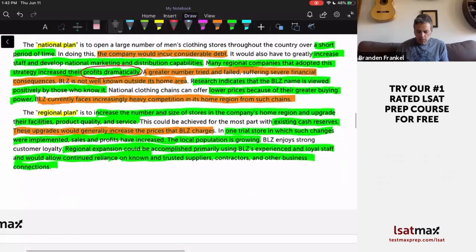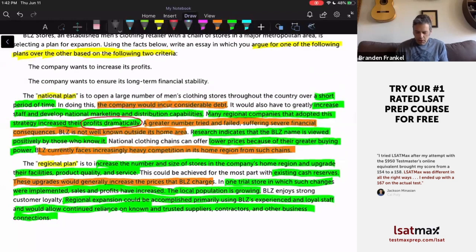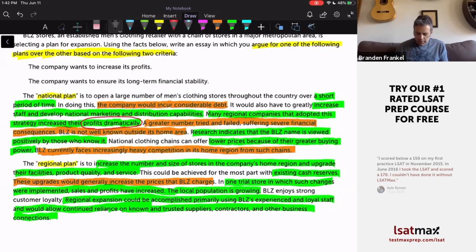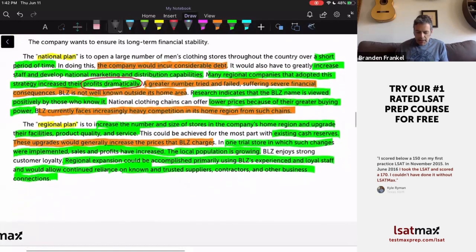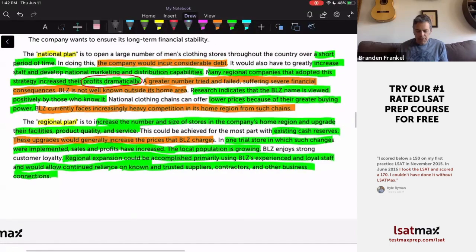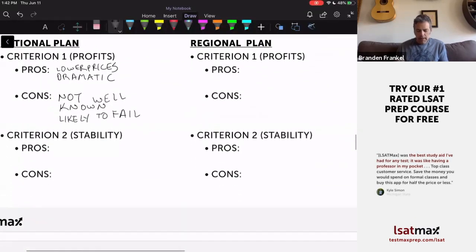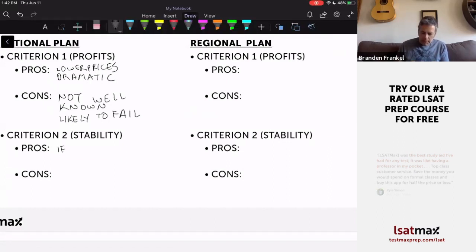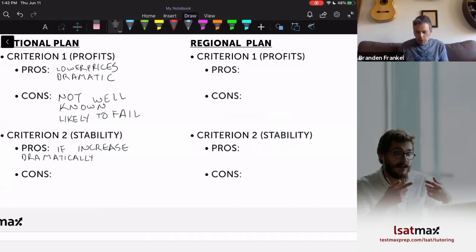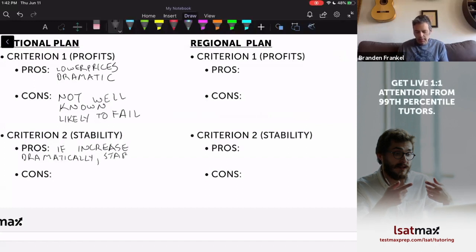So stability, well, look, let's take a look at a couple of things here. We can increase marketing and distributional capabilities. And the companies, and this is, I think, a big one, the companies that have succeeded increase their profits dramatically. And so really, even though that's talking about profits, if we increase profits dramatically, then even though it's a little riskier in the short term, it's actually going to give us stability in the long run. And so I think there is an argument to be made.